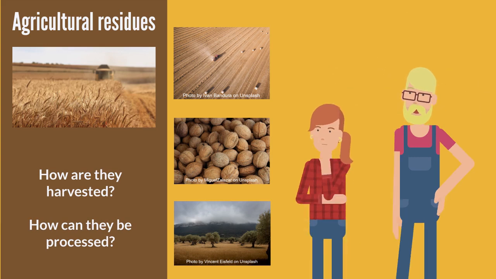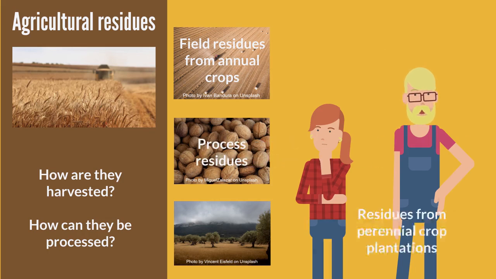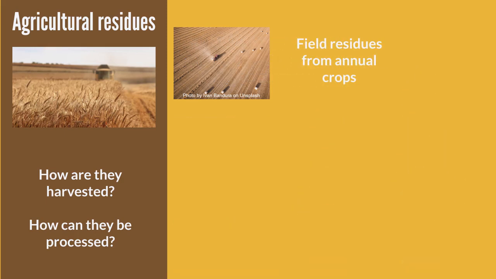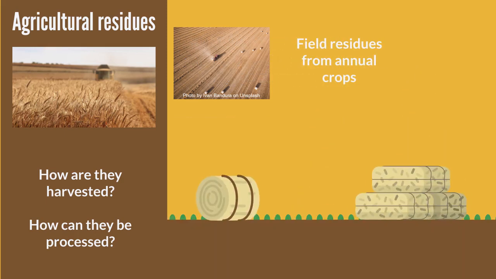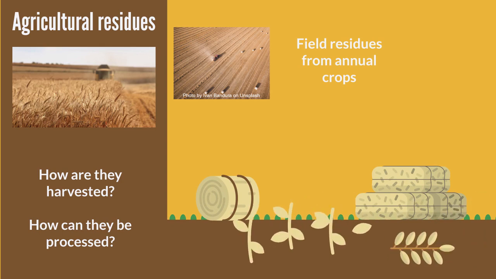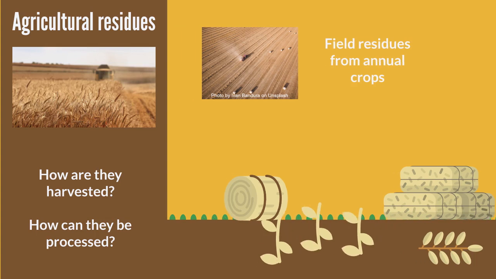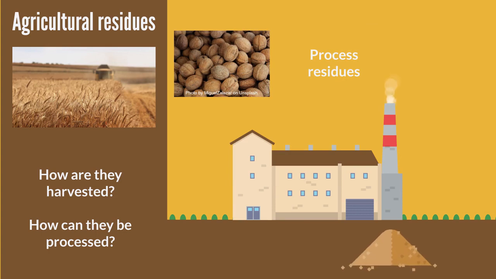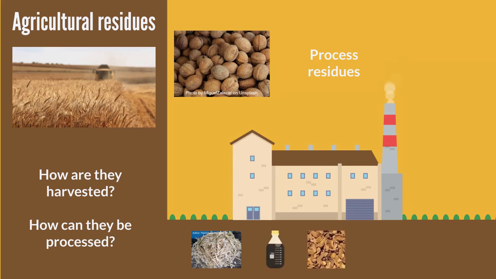There are different types of agricultural crop residues. In this video, we classify them in 3 groups: field residues from annual crops, process residues, and residues from perennial crop plantations. Field residues are materials left in an agricultural field or orchard after the crop has been harvested. These residues include stalks and stubble, leaves, and seed pods. Process residues are materials left after the crop is processed into a usable resource. These residues include bagasse, molasses, husks, seeds, and roots.